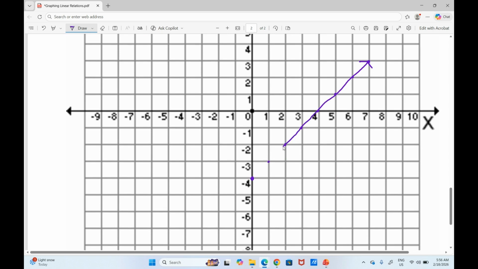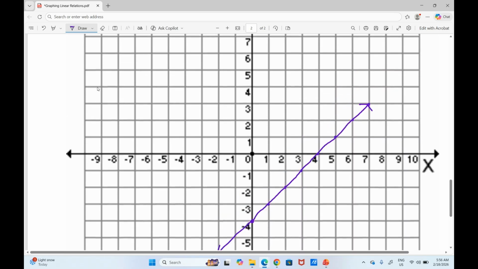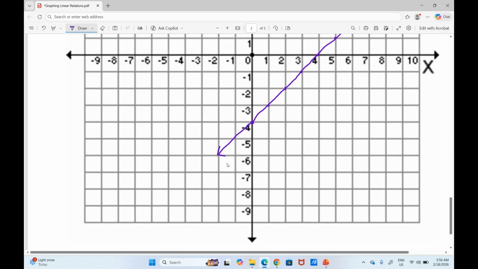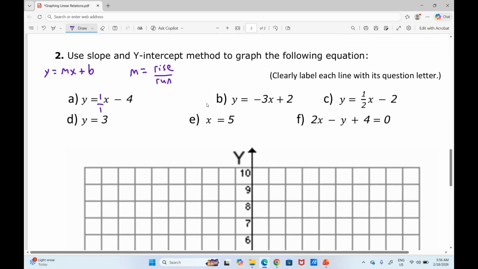And now I have my line for A. I'll name this A right here. Okay, let's do B now. B is y equals -3x plus 2.